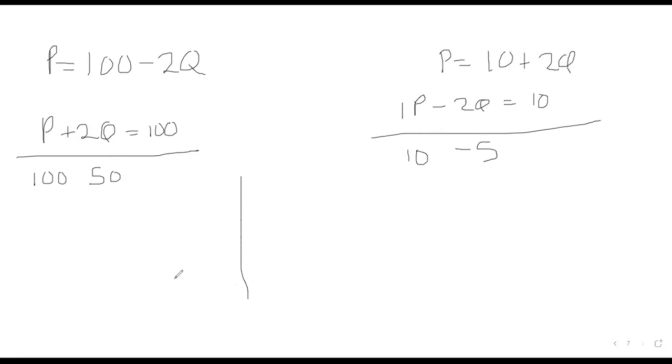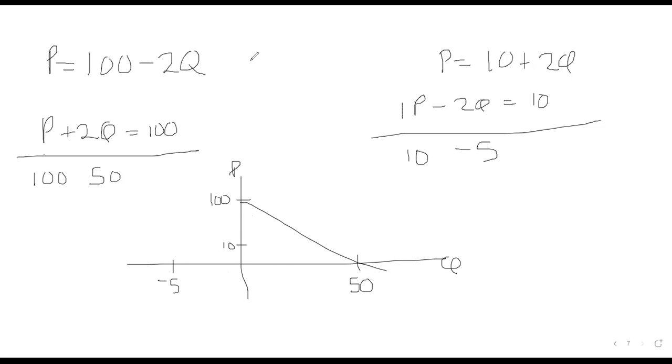So if you're going to sketch these on one diagram, start with the demand function. At P, it will cut at 100. We put this at 100 here. At Q, it will cut at 50. Put this one at 50. So this was the demand function. This one at P, it will cut at 10. Put it here at 10. Then the Q, negative 5, is somewhere here. So if you're going to draw this one, just join these two points. So this is how the supply will look like, and the demand will look like this.